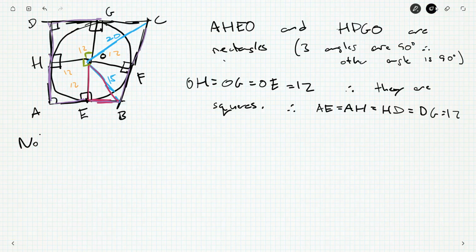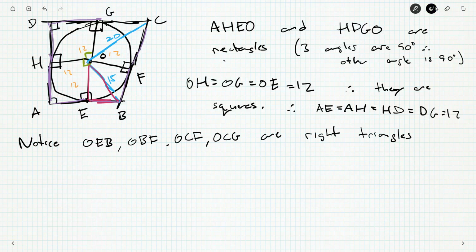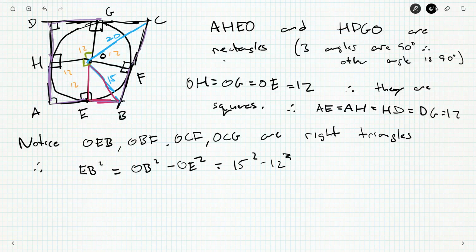So I'll make some more observations. Notice OEB, OBF, OCF, OCG are right triangles. That tells me that EB is one of the lengths I want. EB squared is OB squared minus OE squared, which is 15 squared minus 12 squared. BF squared is OB squared minus OF squared, which is again 15 squared minus 12 squared.